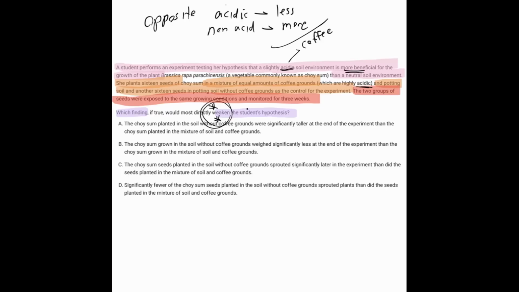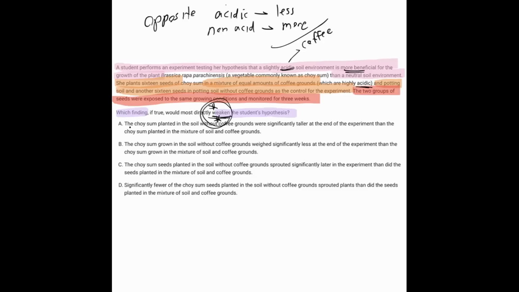So the theory, the hypothesis, is that acidic soil is going to be more beneficial, and the acidic had to do with the coffee grounds, which are known to be acidic. And so we're looking for an answer that says the opposite, that says that the acidic plants, the coffee plants, grew less, or that the non-acidic plants, the non-coffee plants, grew more, because that would be the exact opposite of what the hypothesis said, and it would therefore weaken it.